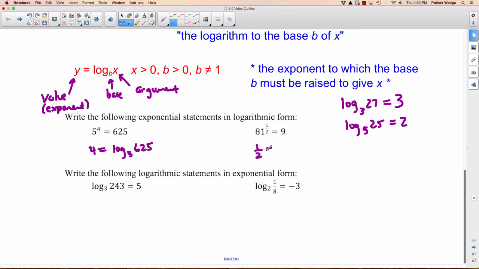So 1/2 equals, then we have logarithm with a base of, well, the base here was 81, so it's still 81, and then our argument is 9. This is saying that 81 to the what power equals 9? Well, you have to take the square root of 81 to get 9, and square root is the 1/2 power, so that makes sense. Perfect.